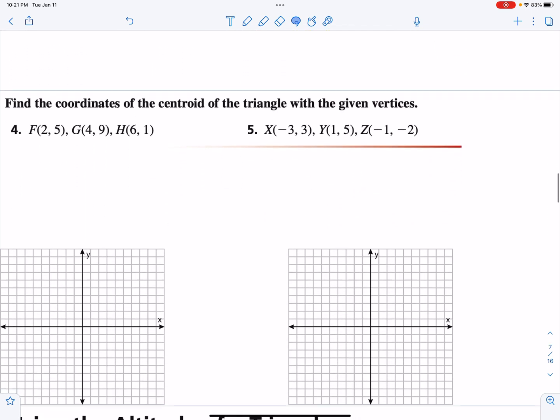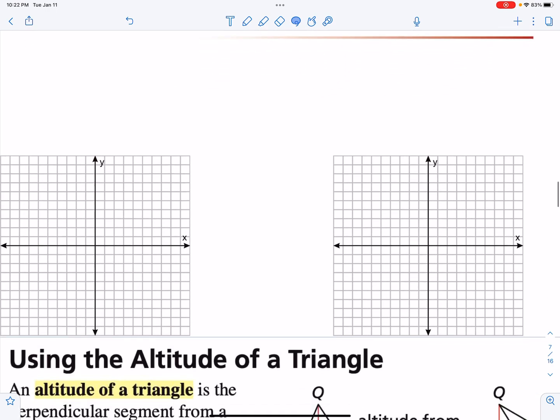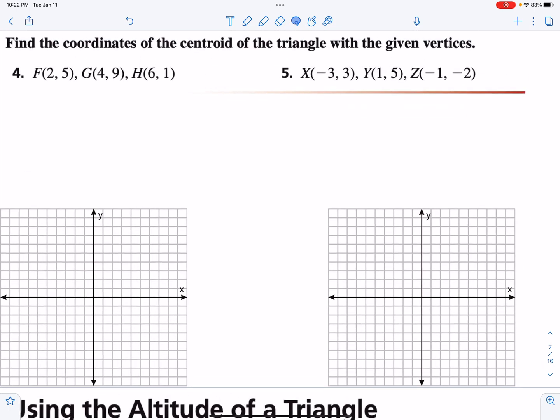The next thing is finding the coordinates of the centroid of the triangle with given vertices. The centroid is found by going from a midpoint of one side to the opposite vertex. So I'm going to plot 2, 5 for my first one, which is F. 4, 9, which is G. And then 6, 1, which is H. So 6, 1, there's H.